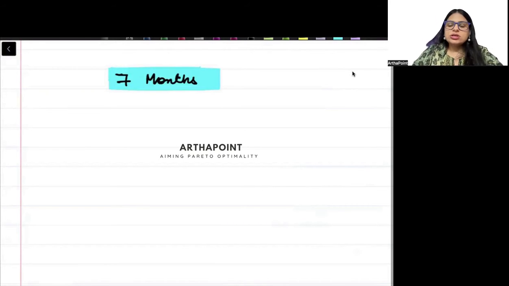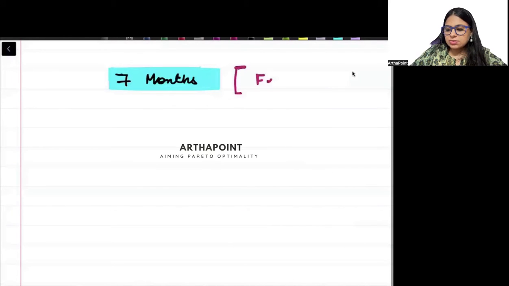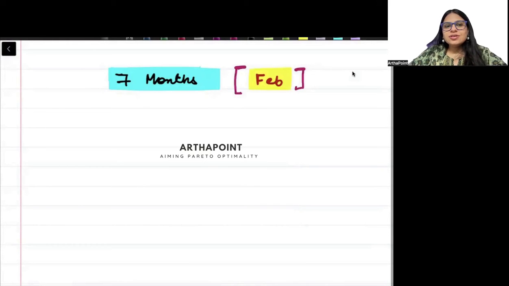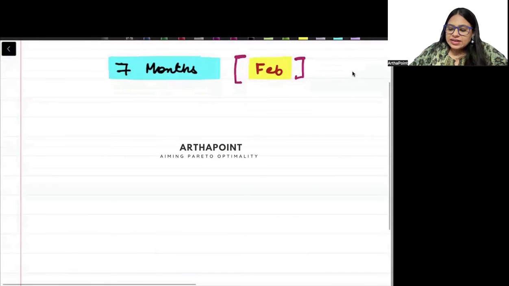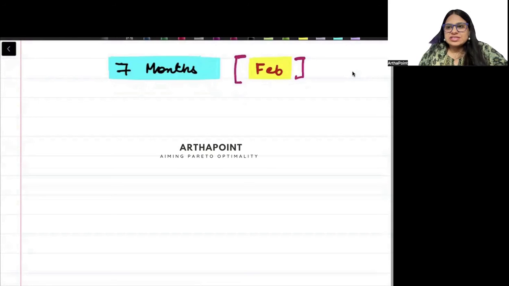All of us know, bache, that the exam of IIT and GATE will be in the month of Feb. Right? We are sitting towards the end of June. Okay, so 6 months, from July to December, and 1 month of Jan. In these 7 months, how do we have to prepare for IIT and GATE? This is what we will be discussing today.